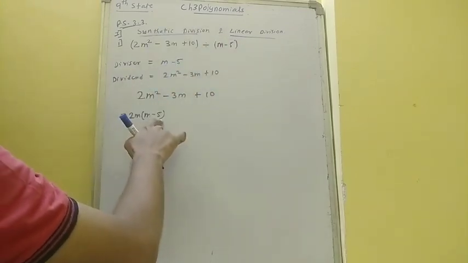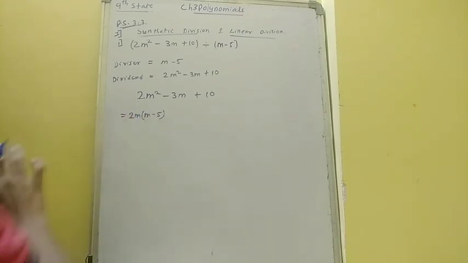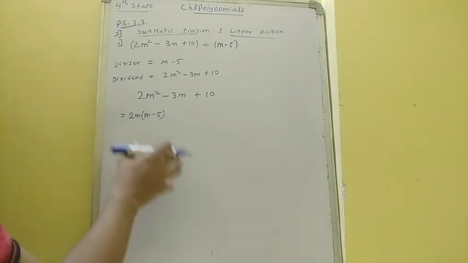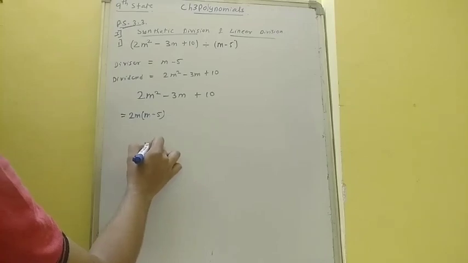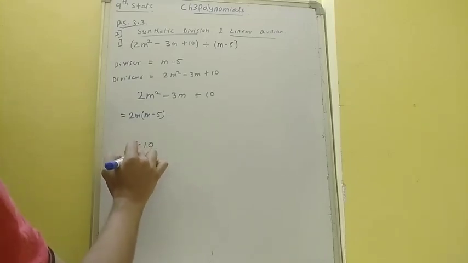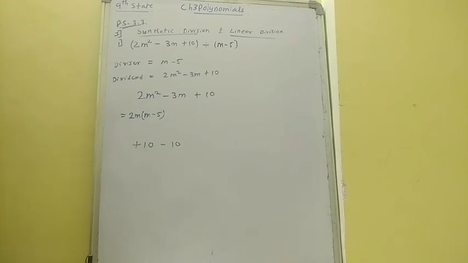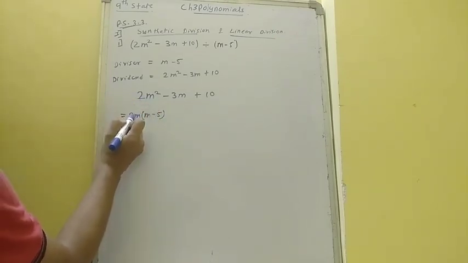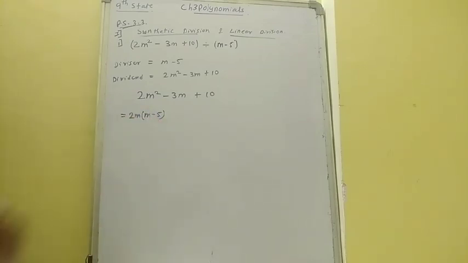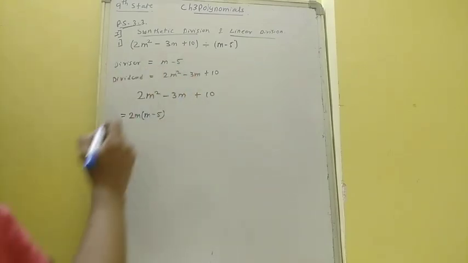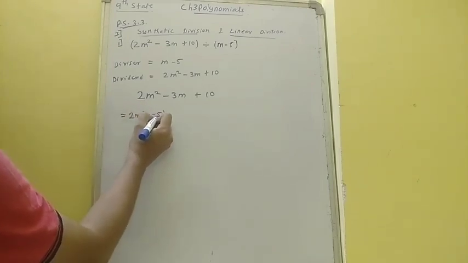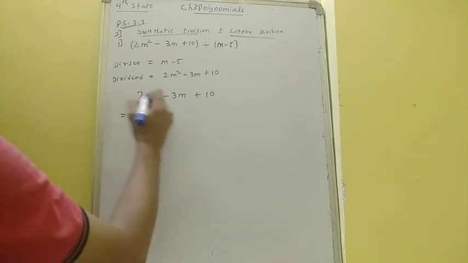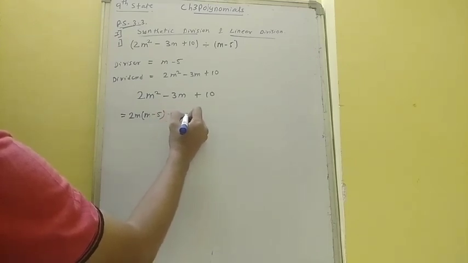Now after adding minus 5, was this given? No, it was not given. I have added it. So to balance it, if I am adding minus 10 anywhere, I need to balance it with plus 10 so that the quotient does not get changed. Minus 10 plus 10 will get cancelled. When I open the bracket, 2m into m is 2m square, which was already present, but 2m into minus 5 is minus 10m. Was minus 10m present in the question? No. So to balance that I will add plus 10m.